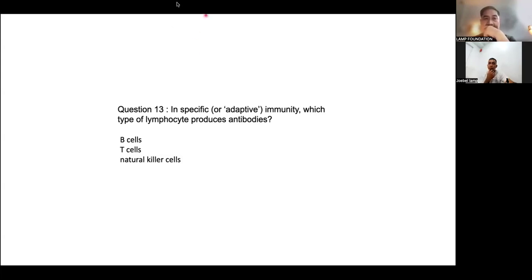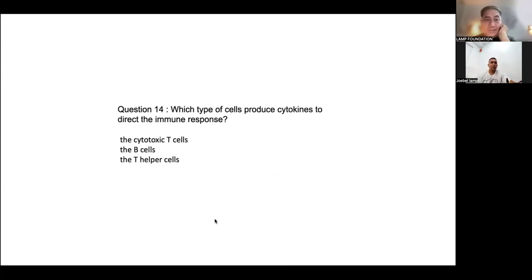B cells. What do the natural killer cells do? They take care of the cancer cells, through apoptosis.